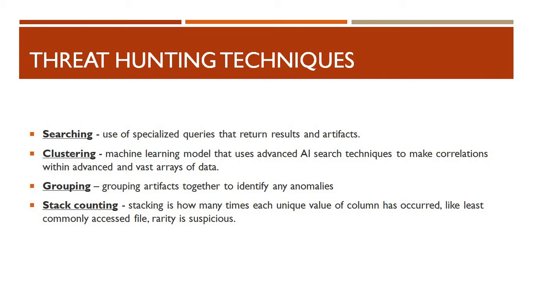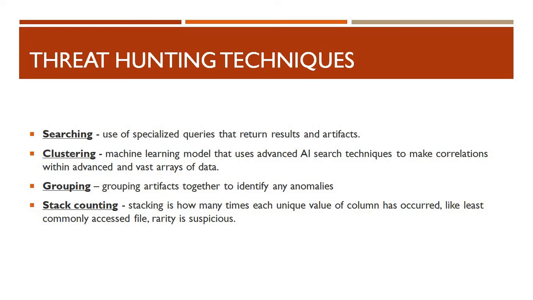The other way is clustering. Clustering is basically a machine learning model which uses an algorithm named clustering and advanced AI techniques to make correlations within the data, and then it defines the baselining, and then it points out any kind of anomalous behavior in your environment. So that's clustering for you. Next is grouping. Grouping artifacts together to identify any kind of anomalies. Grouping is basically grouping similar characteristic objects or things together, in an artifact together, to identify any kind of anomalies in an environment.